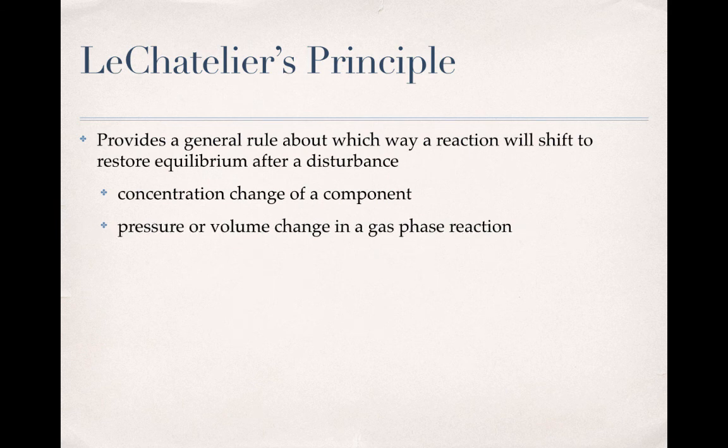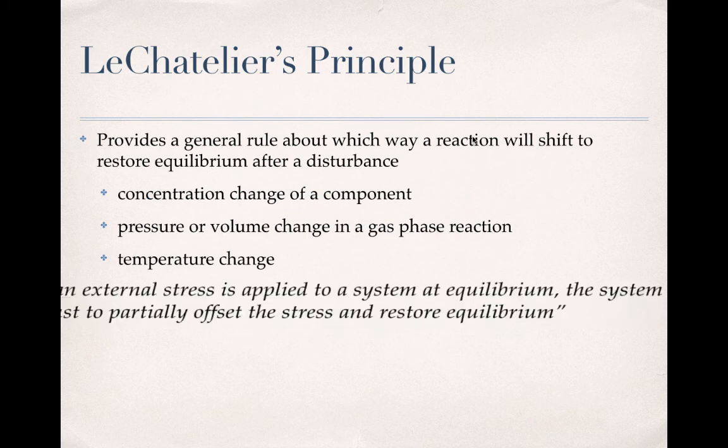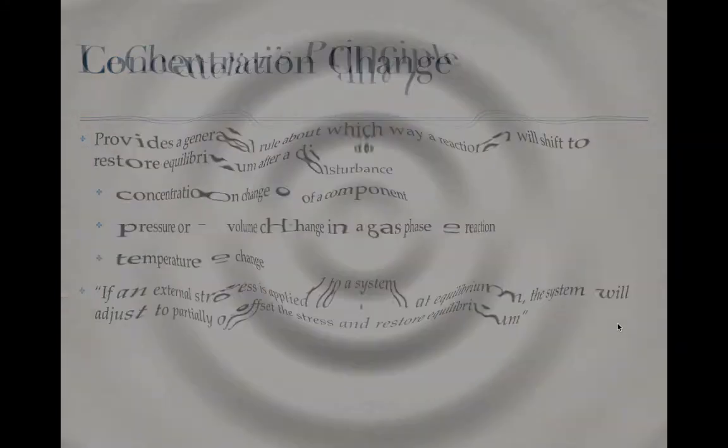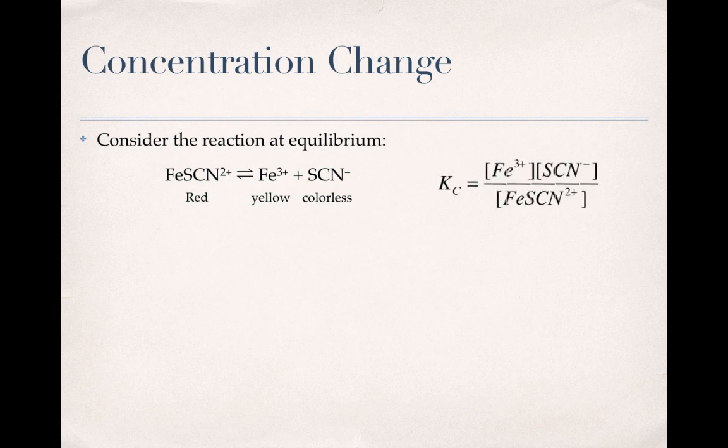If we have a reaction that takes place in the gas phase, either a pressure or volume change can certainly impact where the equilibrium lies for that particular reaction. Or we can certainly change the temperature of a reaction, and when we change the temperature, it affects a lot of different things, and one of the things it might affect is the position of equilibrium for a reaction as well. So if we state Le Chatelier's principle in a very simple manner, we just say that if an external stress is applied to a system that's at equilibrium, the system will adjust or shift to partially offset that stress and restore equilibrium. Let's take a look at concentration changes first.